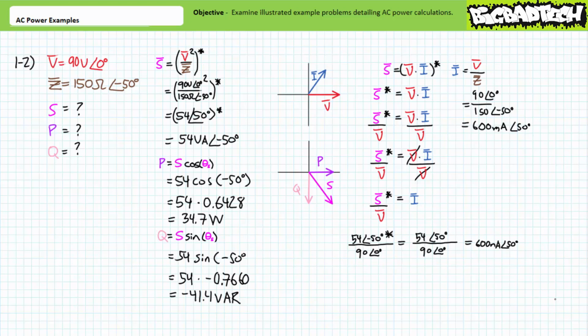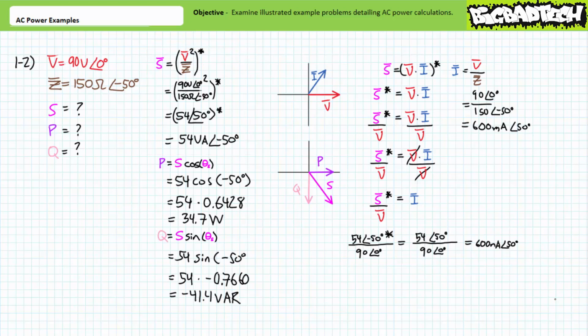We could use Ohm's law to solve for the current. However, we can also use an alternate version of the AC power formula. Apparent power is the complex conjugate of voltage squared divided by impedance. Substituting in our given values, we find apparent power to be 54 volt amperes at an angle of negative 50 degrees.